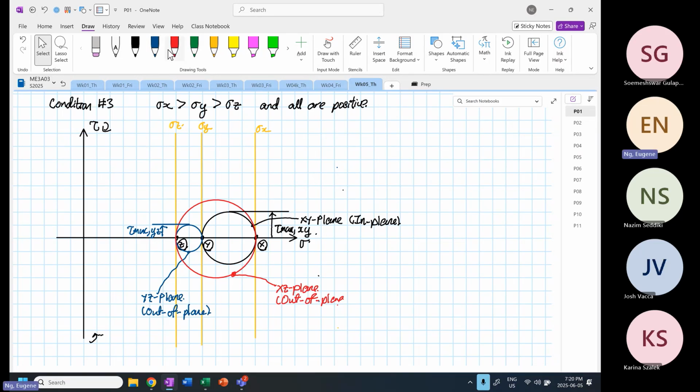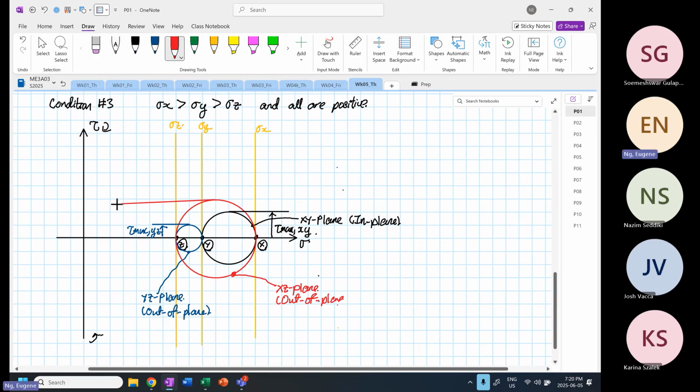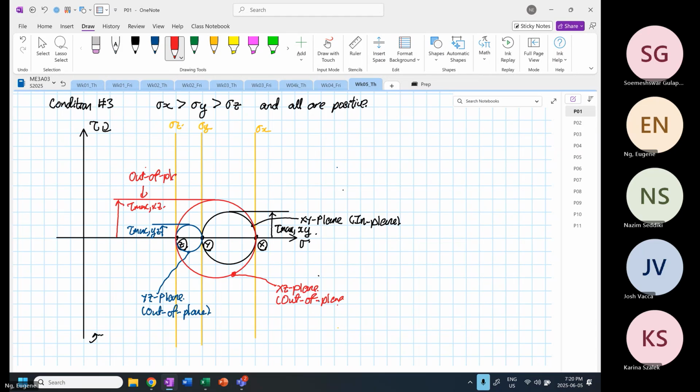And then the biggest circle over here, this is our shear max. And this is our XZ plane. And this happens to be our out of plane.